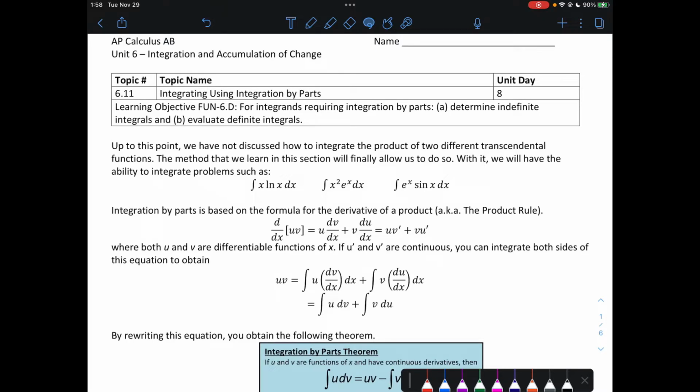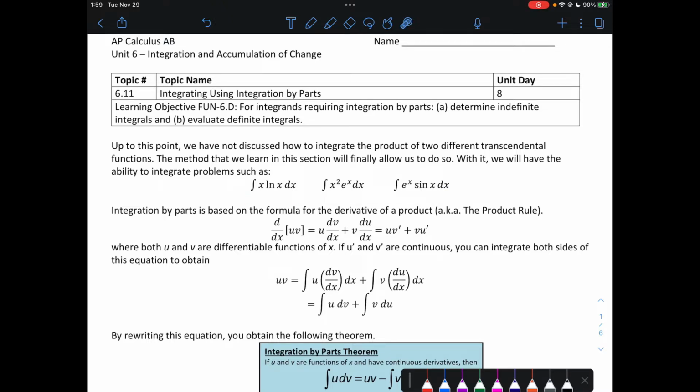Hello everyone, thank you for watching my video today on integrating by parts. Up to this point, we have not discussed how to integrate the product of two different transcendental functions. The method that we learn in this section will finally allow us to do this. With it, we'll have the ability to integrate problems such as the three following ones here.